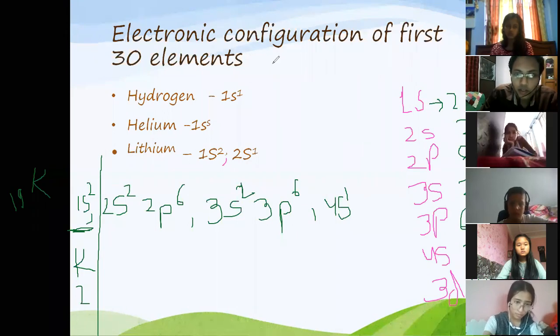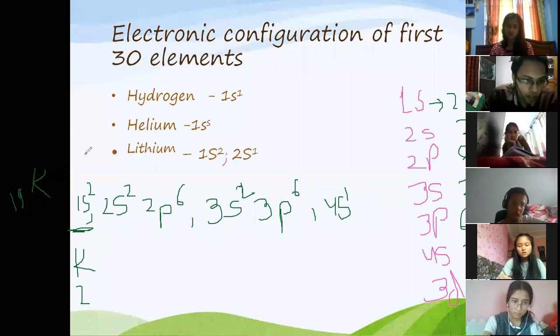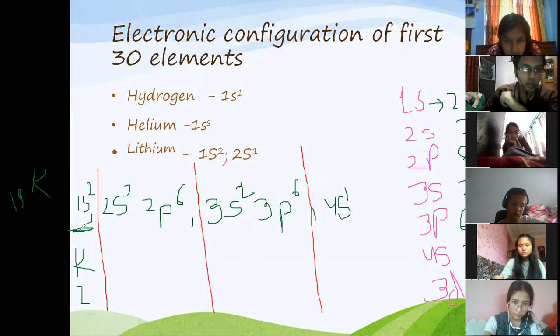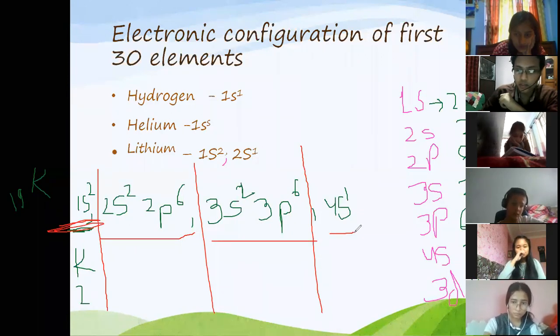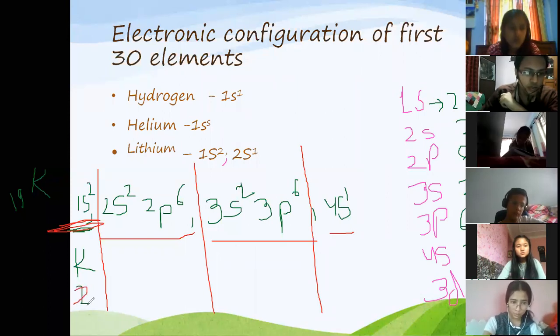Let's use a different color. Now you can take a look: 1s is the first shell, 2s and 2p are the second shell, 3s and 3p the third shell, and 4s the fourth shell. Now we can add the electrons. How many are present in the fourth shell? 1 electron. Here 2 and 6.